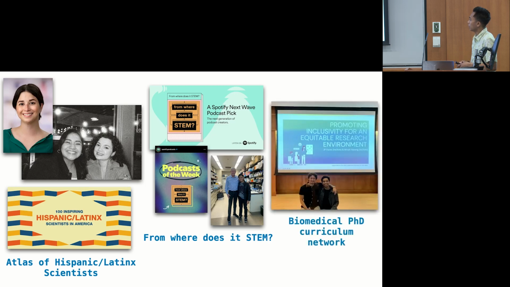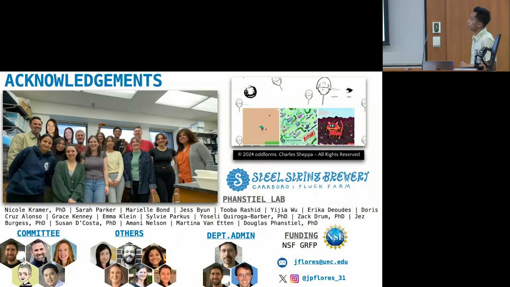And I'm also on this project where I designed and taught a class about promoting inclusivity in the research lab environment at UNC. And I've contacted people at Stanford and all these other places, like Michigan, for example, and we're trying to figure out how we can expand this networking curriculum. And with that is the end of my presentation.